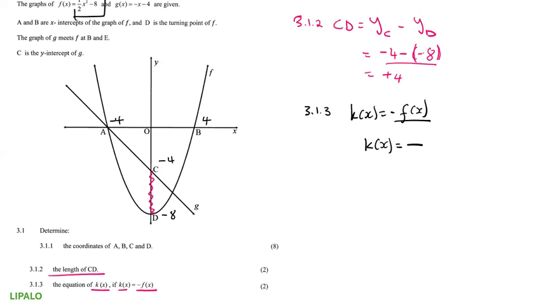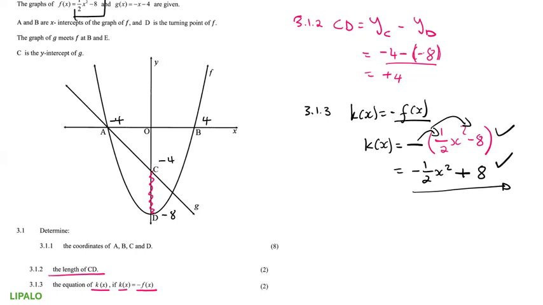So I simply substitute that. I'm going to have negative, half x squared minus 8. And then the negative affects both terms. Please, the negative affects both terms. So I'm going to have negative 1 over 2 x squared plus 8. There you go. Full 2 marks: 1, 2. 2 marks here for substitution and the final answer.